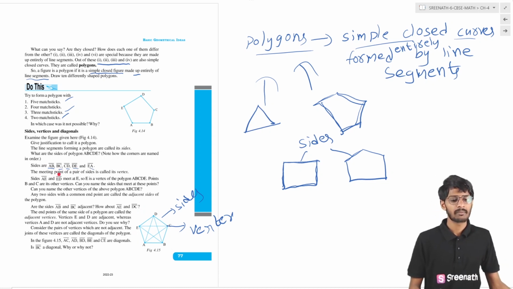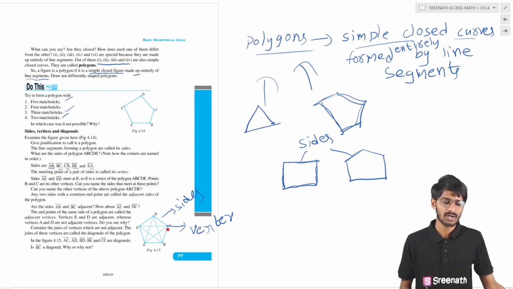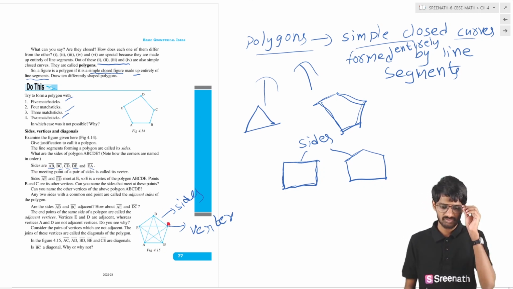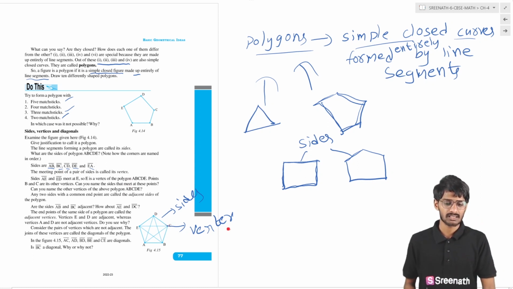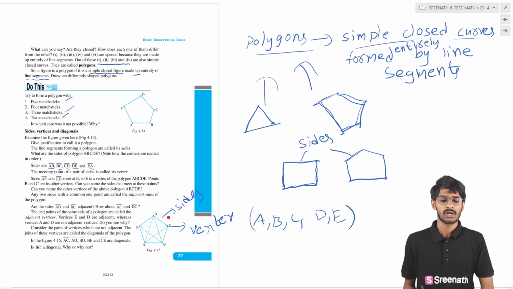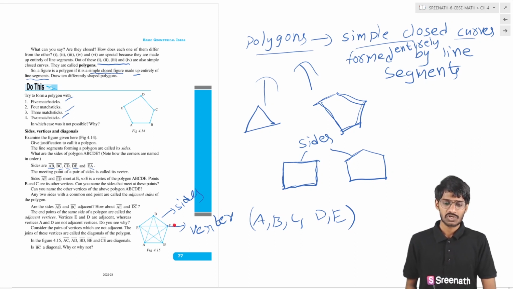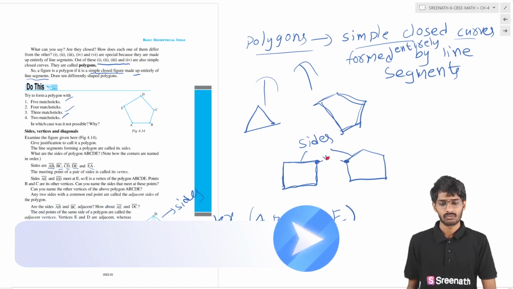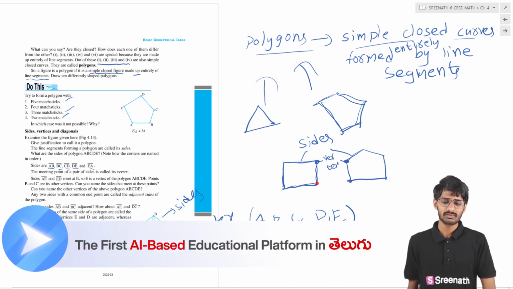Now, the meeting point of a pair of sides is called its vertex. So what is a vertex? The meeting point of a pair of sides. Here, what are the vertices? A is a vertex, B is a vertex, C is a vertex, D is a vertex, E is also a vertex. At A, what happens? These two sides are meeting, not intersecting, meeting. So we call it the vertex. So in this example, this is the vertex and this is the side. This point and this point are vertices. This point is also a vertex, this point is also a vertex, friends.